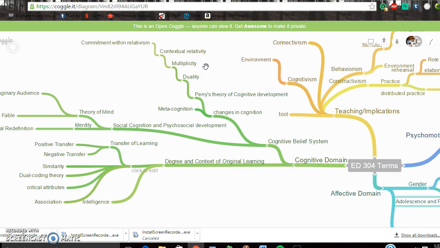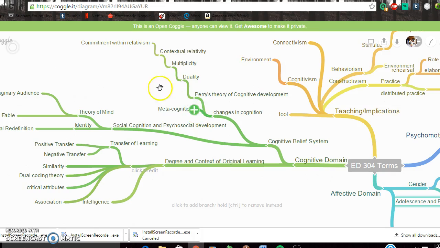The next stage would be the contextual relativity, and that is where morality is relative to what they personally think. They start making their own decisions based on that, which takes us into the commitment within relativism, where they start making their own decisions and determining what is right and what is wrong based on what they personally believe. So that's Perry's theory of cognitive development.